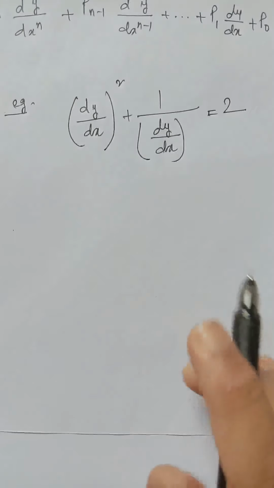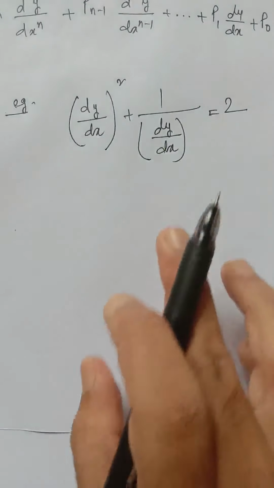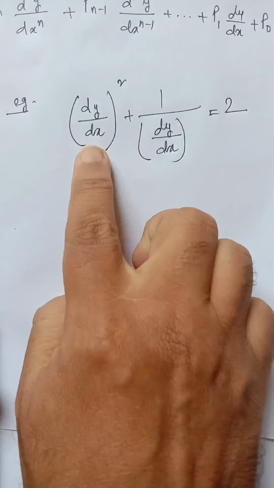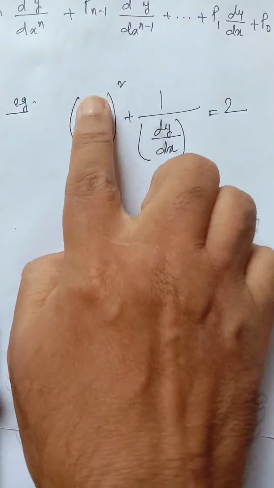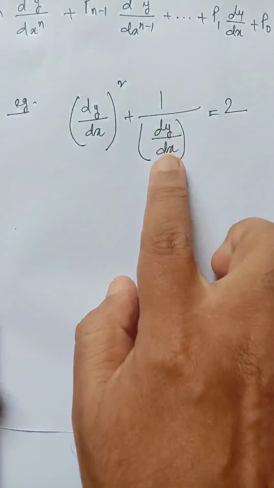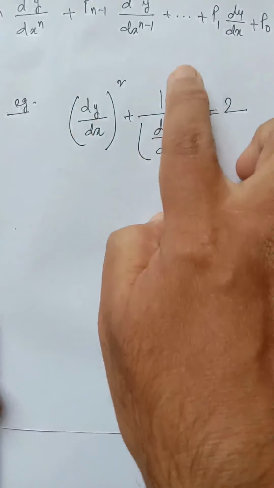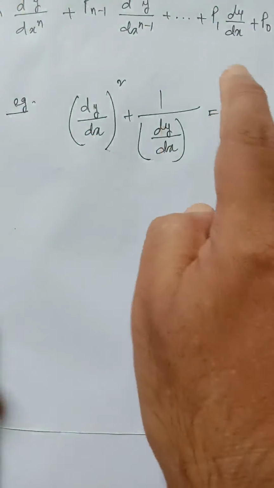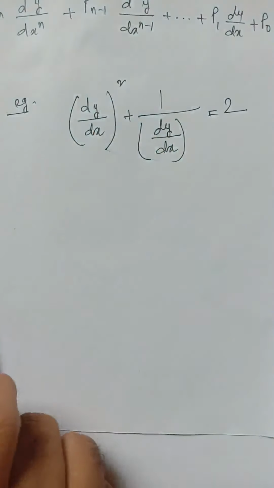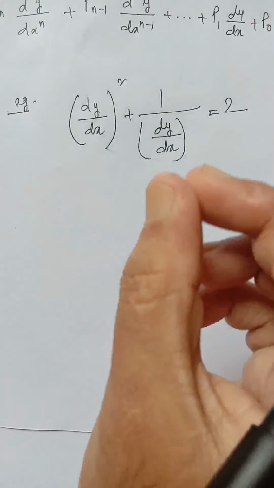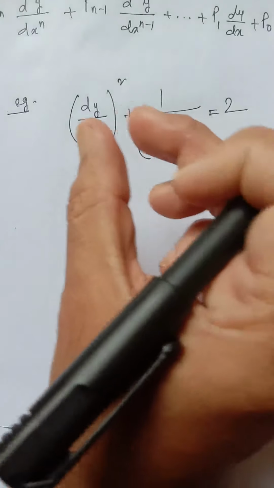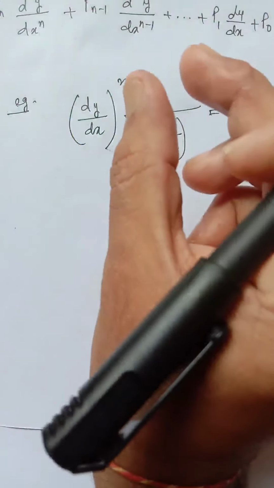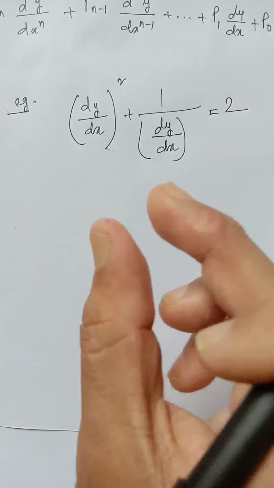Here I have taken another example. dy by dx whole square plus 1 by dy by dx equal to 2. Now you can see power of dy by dx is 2 in the first term. Here power of dy by dx is minus 1. So we cannot consider this as a differential equation because this is not in the polynomial form. So first of all, before finding order and degree, you have to express this in the polynomial form. That is, power of all the dy by dx must be non-negative integers, cannot be fraction.